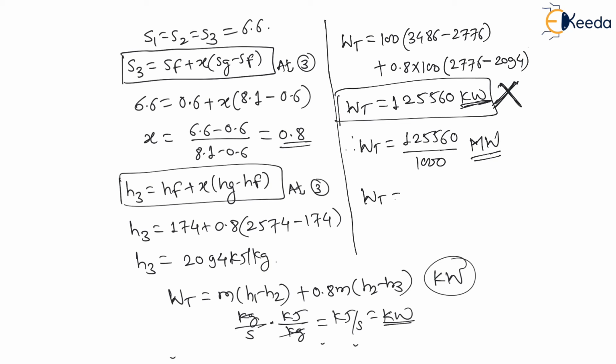Therefore, work of turbine is equal to, if I simplify this, 125.56 megawatt. And in fill in the blanks, you have to type this answer. That is, your answer must be 125.56 because the unit is already mentioned. Thank you, dear students. In the next lecture, we will see one more numerical on this topic.